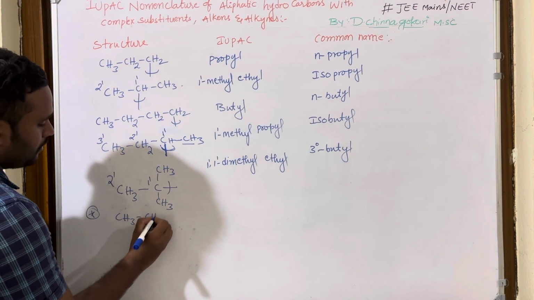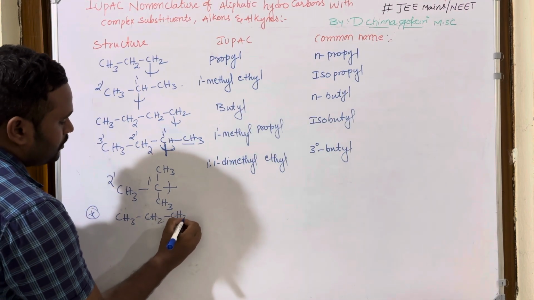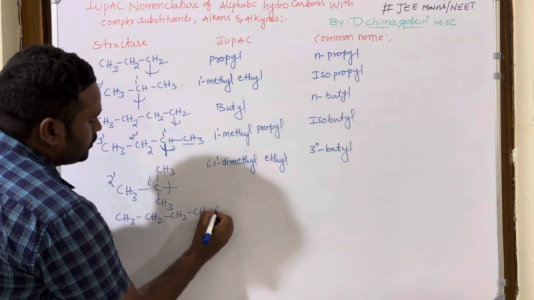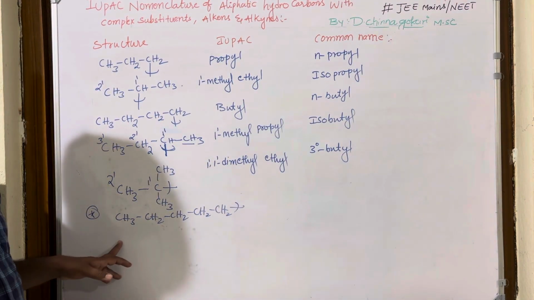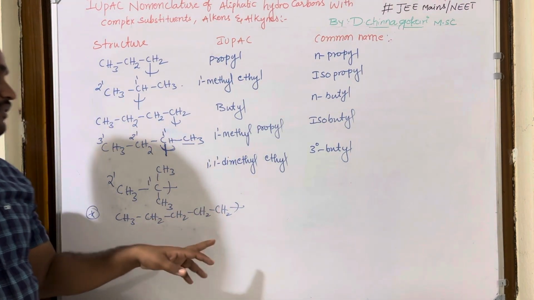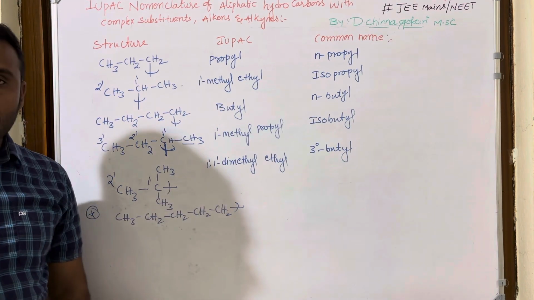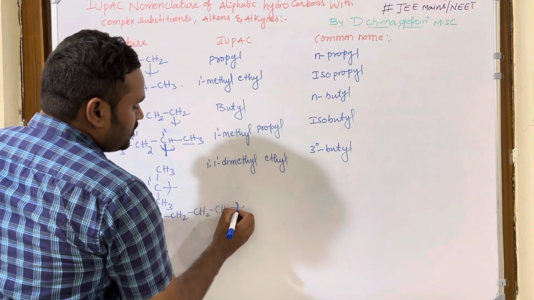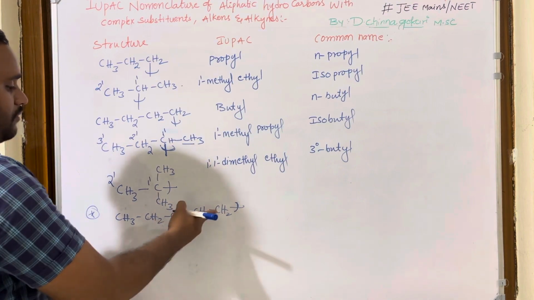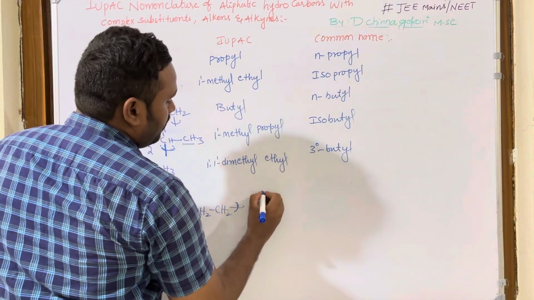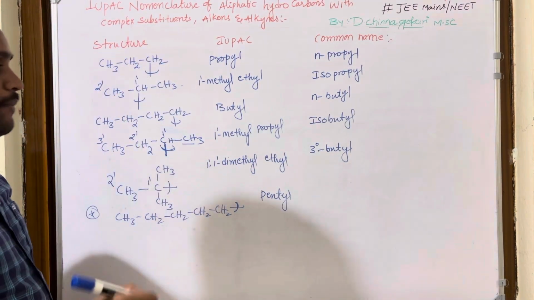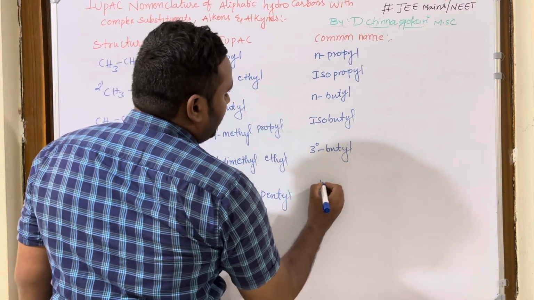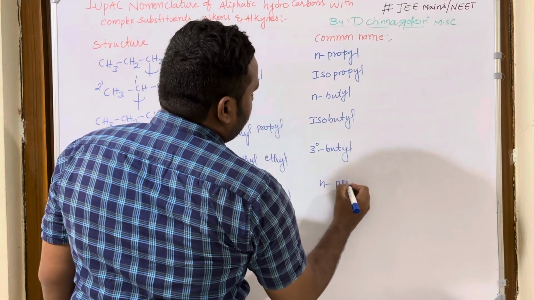Okay. Next, let us see one more important one, that is CH3, CH2, CH2, CH2, CH2. So here total how many carbons are there? 5 carbons are there, and this carbon is connected to the longest carbon chain. Now what is the name here? IUPAC name. Here 5 carbons are there, meaning pentyl. And what is the common name here? Common name means here n-pentyl, normal pentyl.